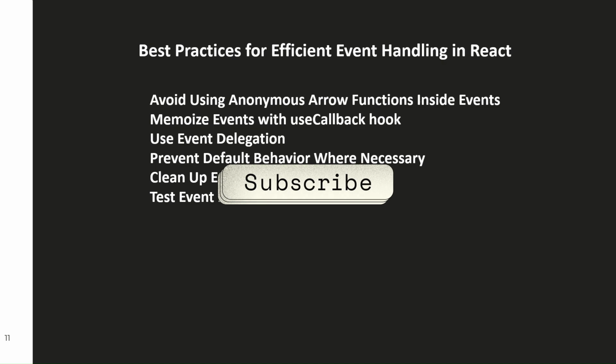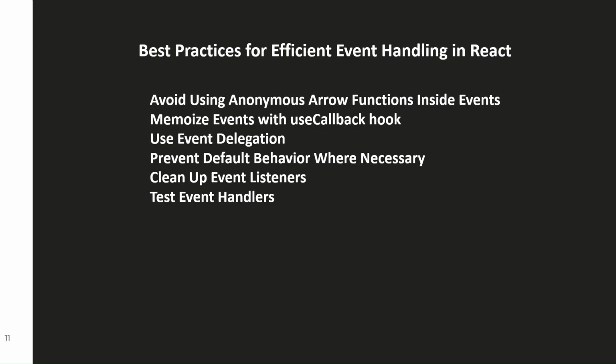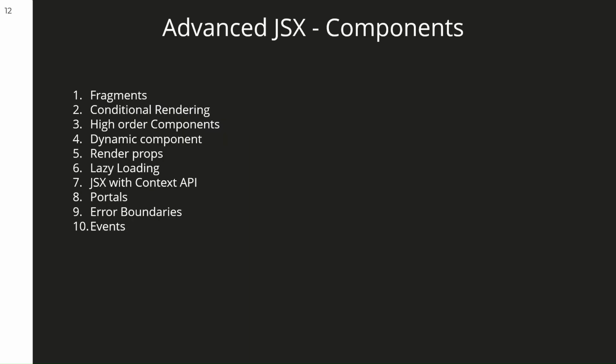So best practices for efficient event handling in React. Avoid using anonymous arrow functions inside the events. You should not use anonymous arrow functions. Memoize events with the useCallback hook. If you are memoizing any events, you have to use the useCallback hook. Okay, and then you have to use event delegation. Prevent default behavior where necessary. Clean up the event listeners. Test event handlers. These are the best practices of handling the events.